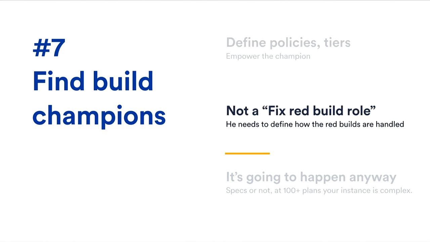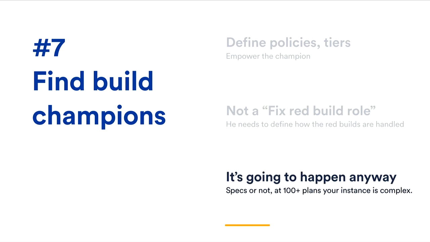What's very important is that it's not a fixed red build role, right? Don't conflate these two things. Empower your champion, make sure that he's the one to define the policies and doesn't chase people who broke a build. And as I said, it's going to happen anyway. So if you're using UI, YAML, or specs, it's just a matter of threshold. Maybe with UI, you will need it at 50 plans. Maybe with specs, you will need it at 100 plans.